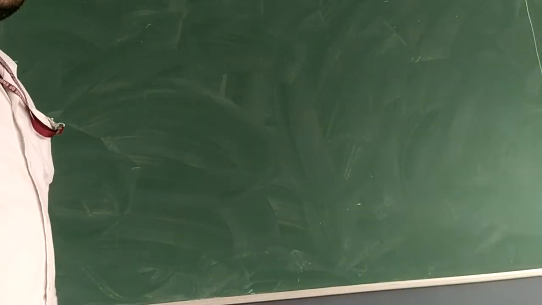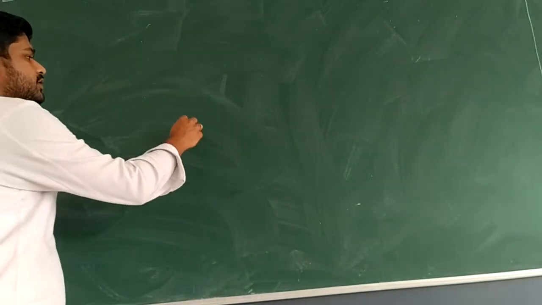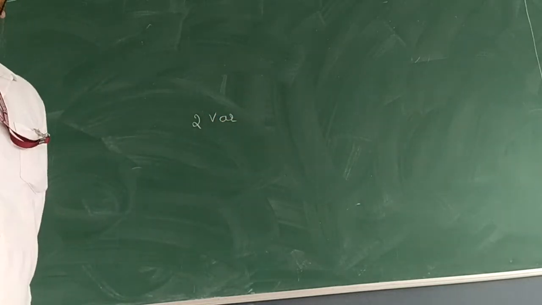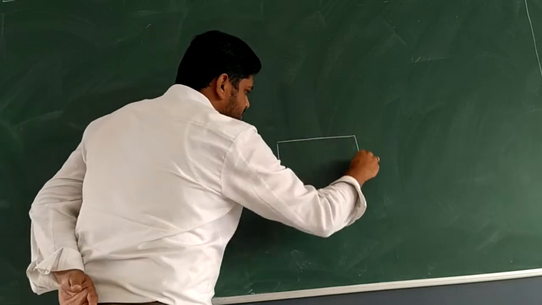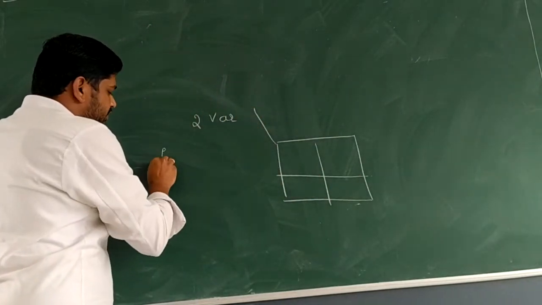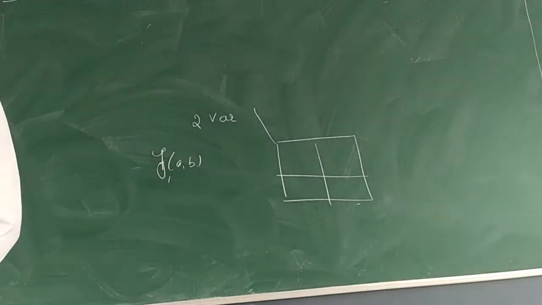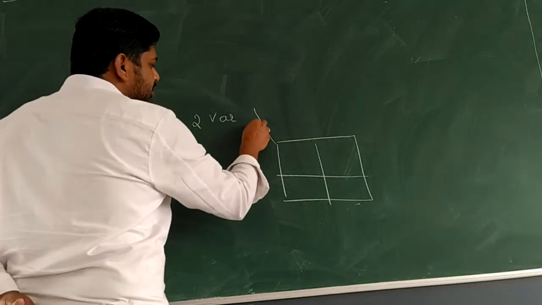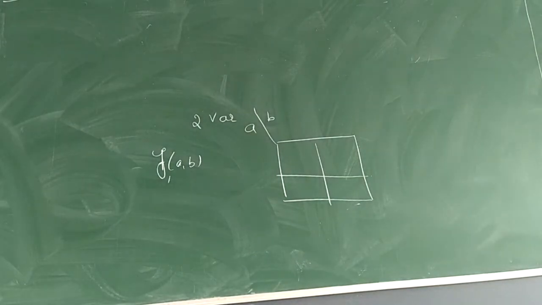Good morning. Let's start the three variable K map. In the last class we have studied the two variable K map. Let me rewind for a minute. Any function will be given in terms of two variables: on the left side, row wise one variable, column wise another variable.